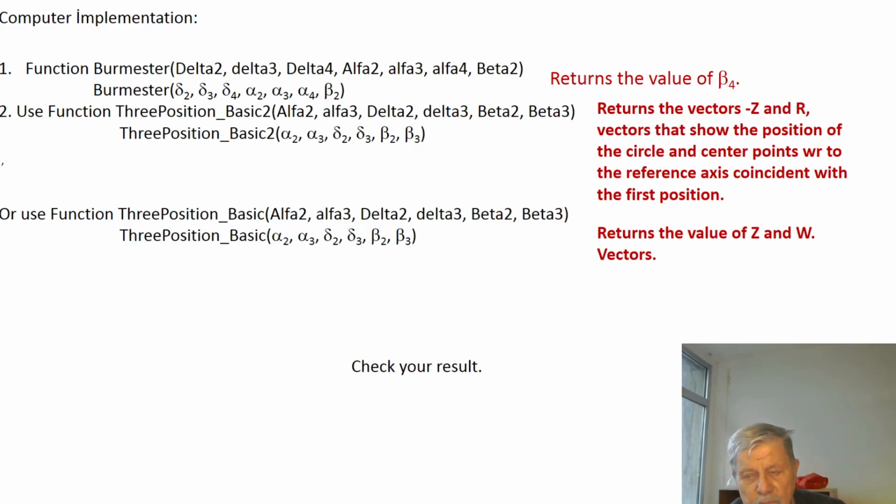This returns minus z and r vectors. Okay? This will return minus z and r basic 2. If you call three position basic, it will return z and r. Select two values for beta 2. You will obtain four different solutions because each beta 2 is going to result in two different beta 4. Okay, so you can select whichever one you like.